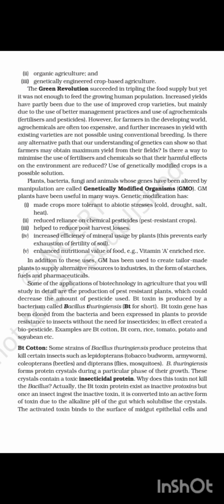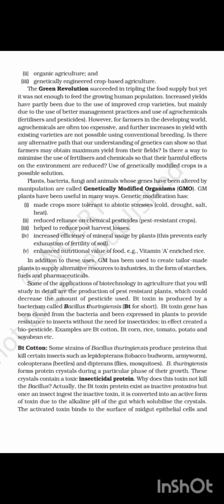In addition to these uses, GM has been used to create tailor-made plants to supply alternative resources to industries in the form of starch, fuels, and pharmaceuticals. Some of the applications of biotechnology in agriculture that you will study in detail are the production of pest-resistant plants, which could decrease the amount of pesticide used.